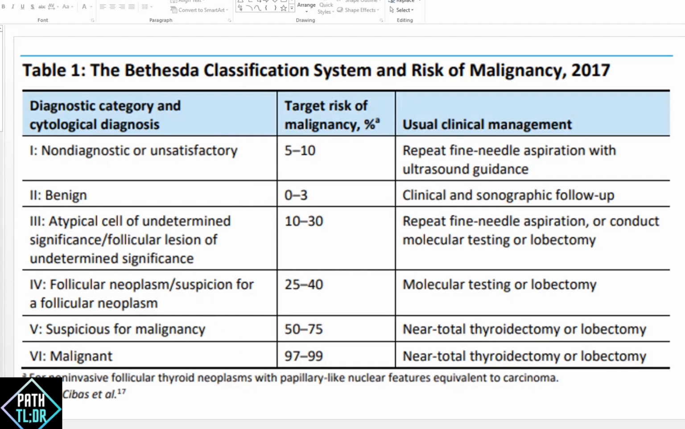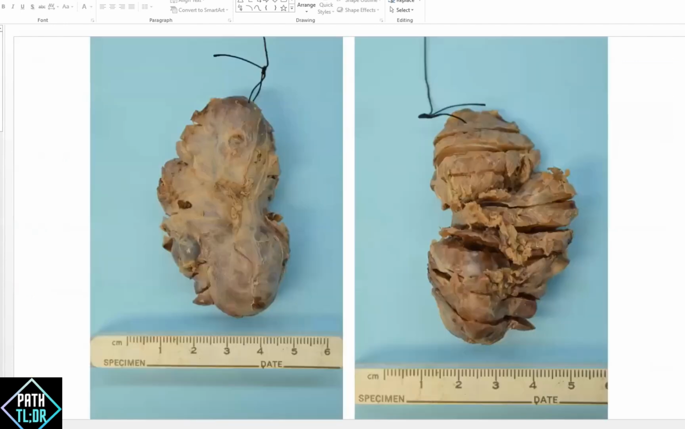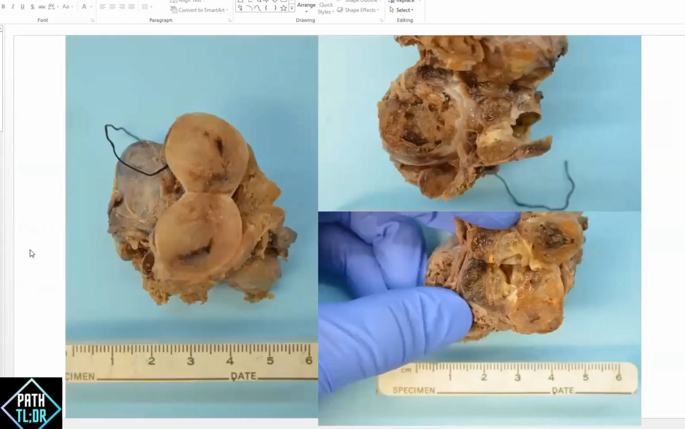So highly recommend that if you haven't done so, familiarize yourself about these diagnostic criteria and their associated risks. So this is our first specimen showing this multinodular process encompassing the entirety of the lobe. Again, here, just the various and the heterogeneous cut surface from solid to a bit more cystic. And this is typically the type of picture that you want to see for multinodular goiter.